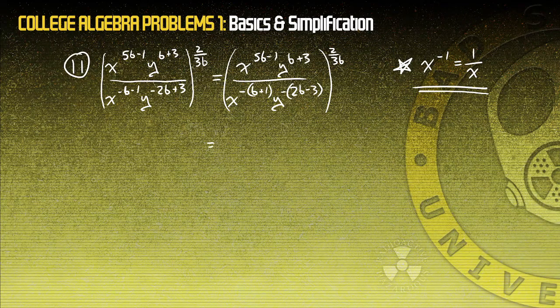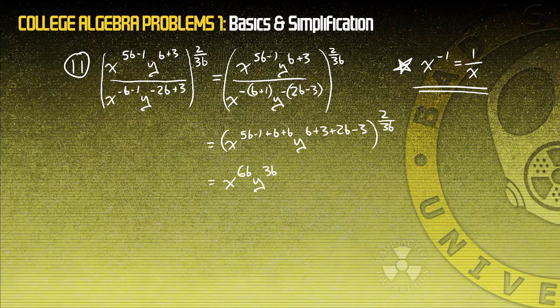So just bring the denominators up and add them to the exponents in the numerator. So you have x to the 5b minus 1 plus b plus 1 times y to the b plus 3 plus 2b minus 3, all to the 2 over 3b. So that gives you x to the 6b times y to the 3b.